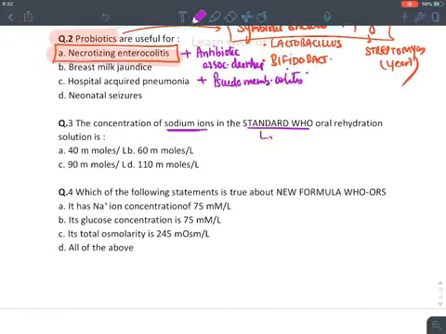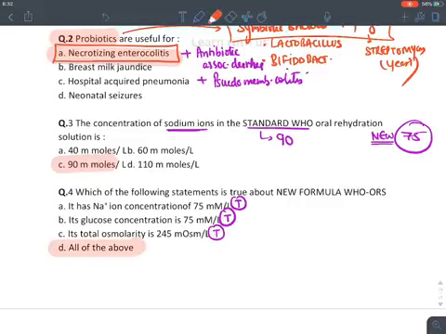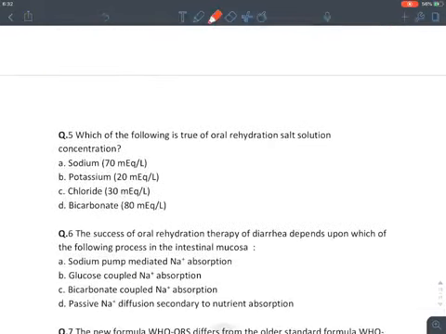Okay. Now the concentration of sodium ions in standard ORS formula. In standard ORS formula it was 90, but in the new ORS formula it is 75. So the standard answer will be 90. Which of the following statements about the new ORS formula is true? The sodium concentration is 75, it's absolutely true. The glucose concentration is equal to sodium, it's absolutely true. The total osmolarity is 245 milliosmol per liter, again true. The answer is all of the above.